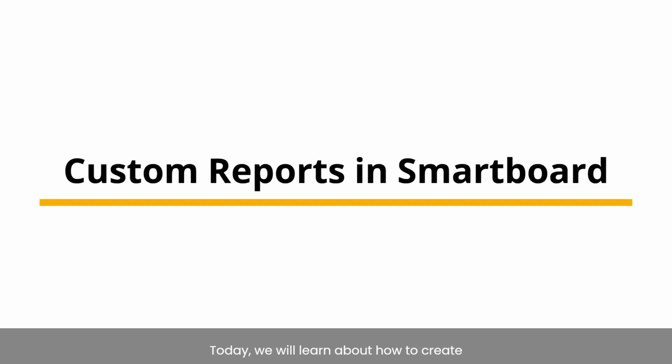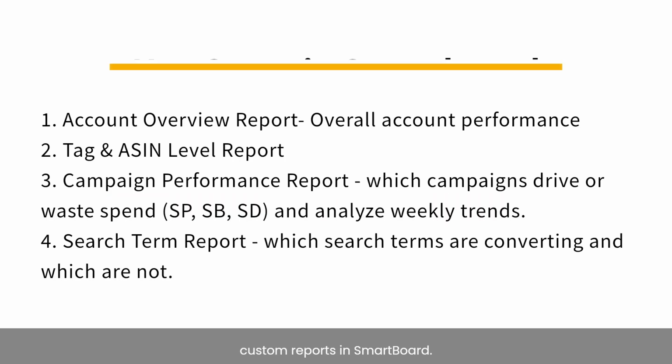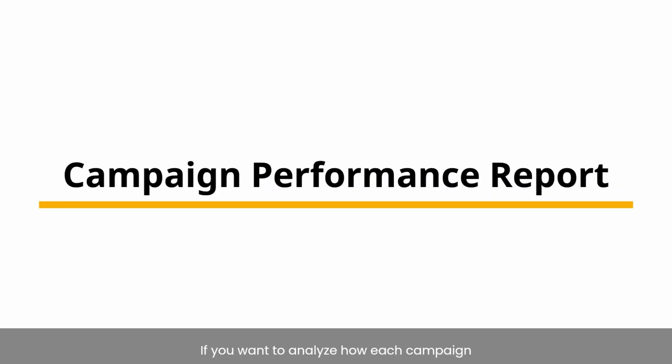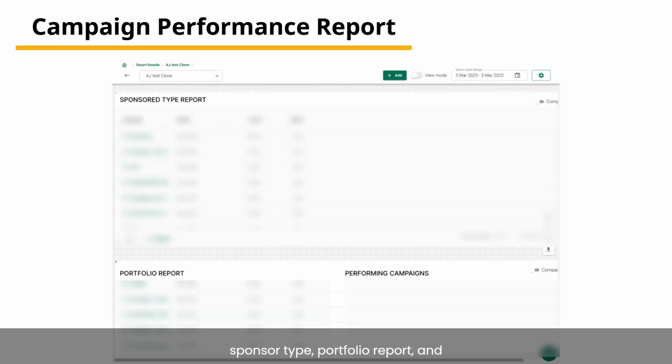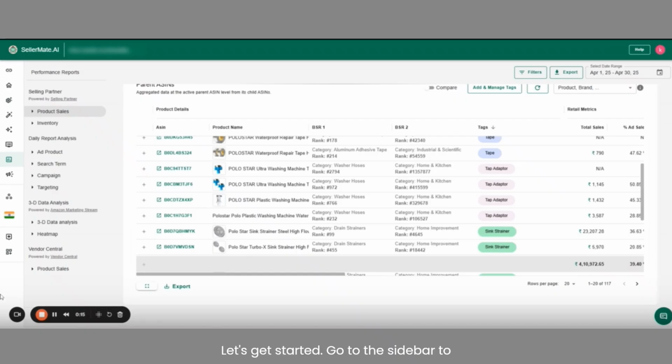Today, we will learn about how to create custom reports in Smartboard. If you want to analyze how each campaign is doing, you can create tables for sponsor type, portfolio report, and performing campaigns. Let's get started.